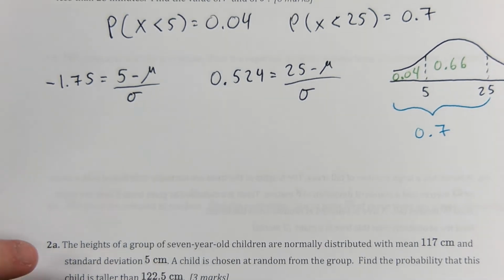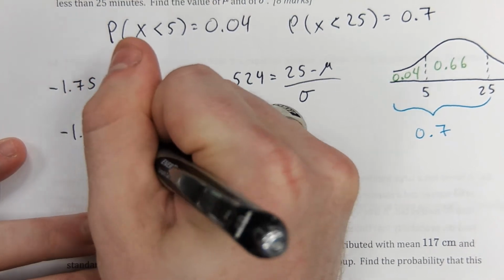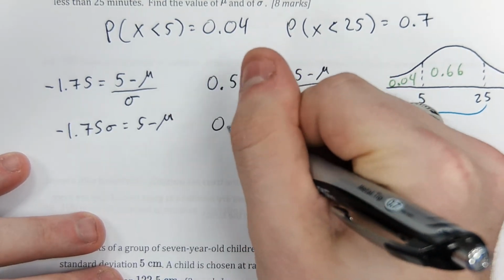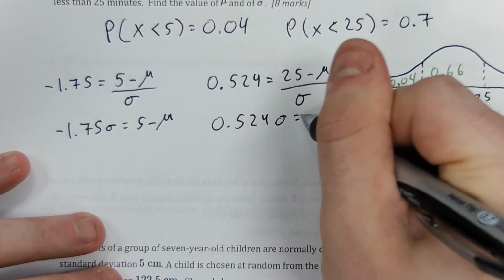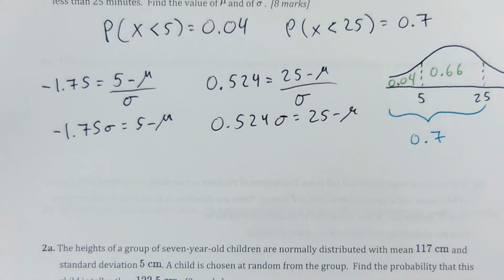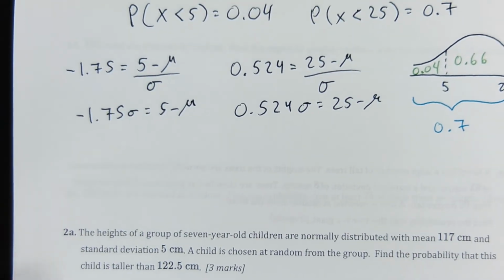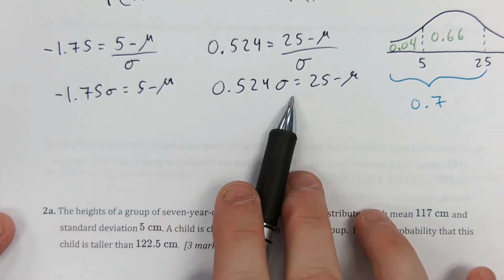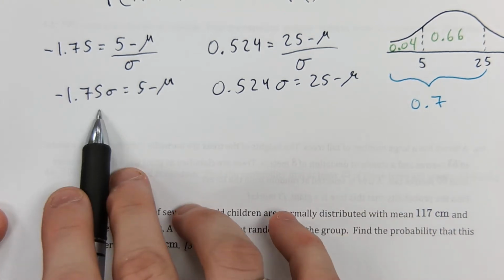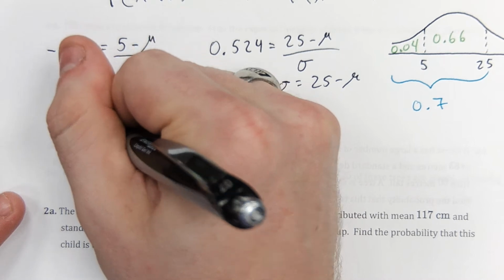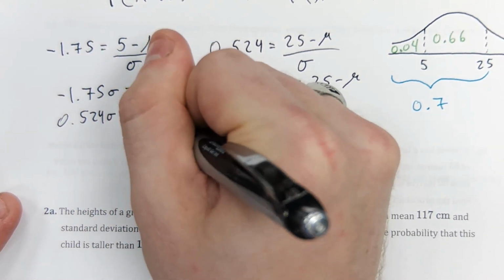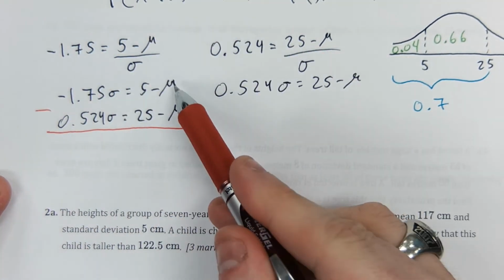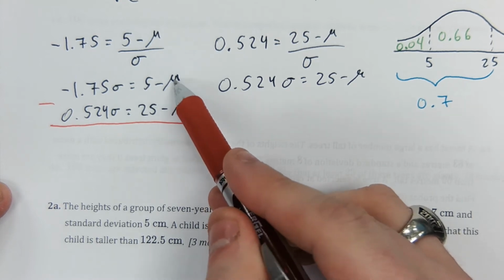So yeah, we're just going to multiply both sides by sigma. Negative 1.75 sigma equals 5 minus mu. And 0.524 sigma equals 25 minus mu. And I like elimination, because I don't like to substitute. So for me, I would have just stacked these two things. Bring this one to underneath this one, 0.524. Because if you subtract straight down, this negative mu minus negative mu actually says negative mu plus mu, which cancels.